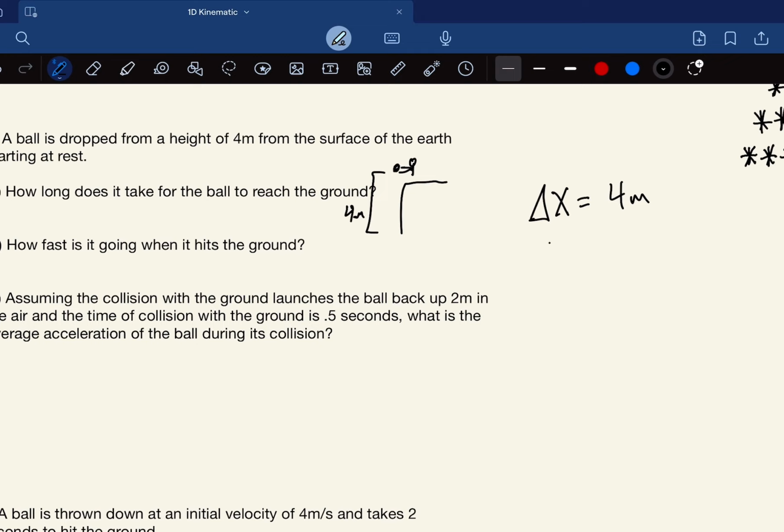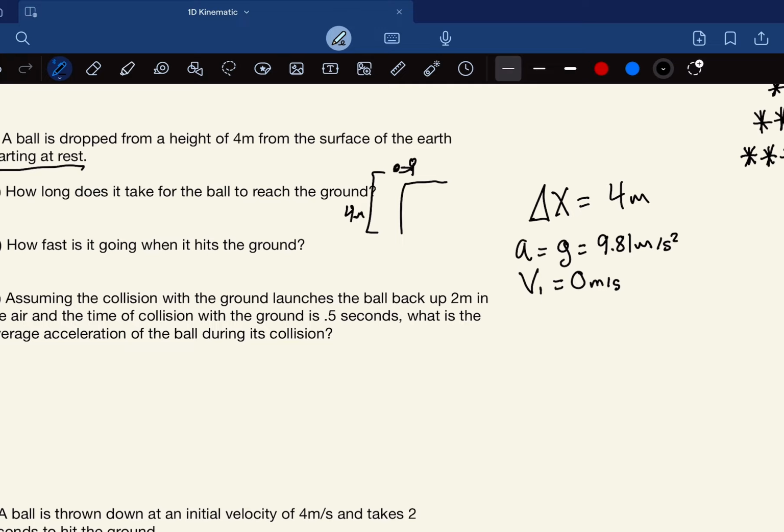And then since it is at the surface of the earth, we know a is equal to g, which is the gravitational field strength, which we are given is equal to 9.81 meters per second squared. So then we also are given that the ball is dropped starting at rest. So that means that the initial velocity, v_i, is equal to 0 meters per second. So that gives us enough information to do our first problem.